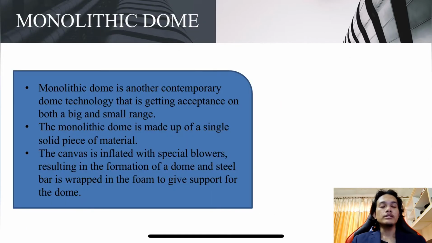Thank you. My name is Rafi Deshat and I will continue the second point of the background study, that is monolithic dome. Monolithic dome is another contemporary dome technology that is getting acceptance on both a big and a small range. The major difference between geodesic and a monolithic dome is that monolithic domes are much heavier and are cast in one piece. The monolithic dome is made up of a single solid piece of material. The canvas is inflated with special blowers, resulting in the formation of a dome, and steel bar is wrapped in the foam to give support for the dome.